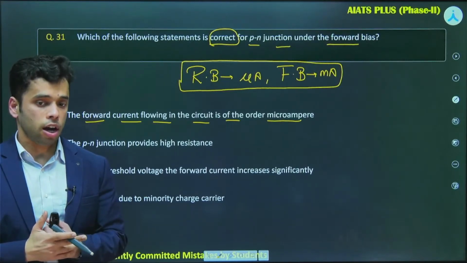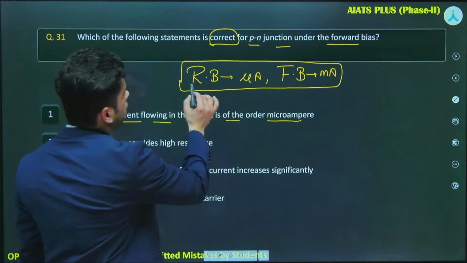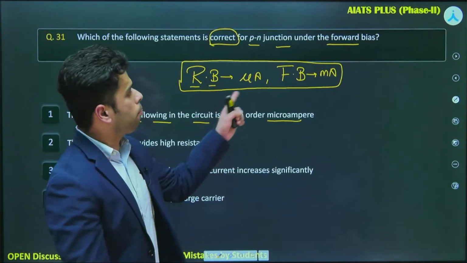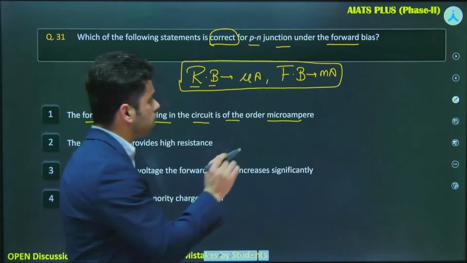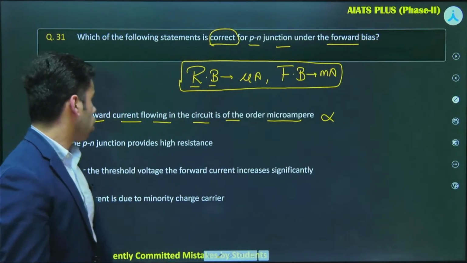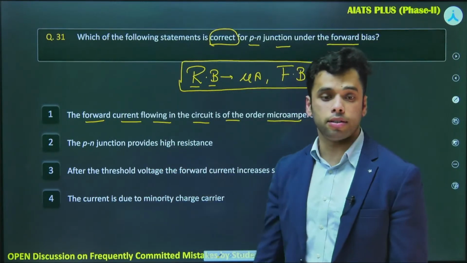Okay, someone is commenting answer as option 3. Let us go through. So in the reverse bias PN junction, current is of the order microampere, and in the forward bias, it is of the milliampere. So this one is incorrect. We need to pick the correct. Let's talk about the second option. The PN junction provides high resistance.